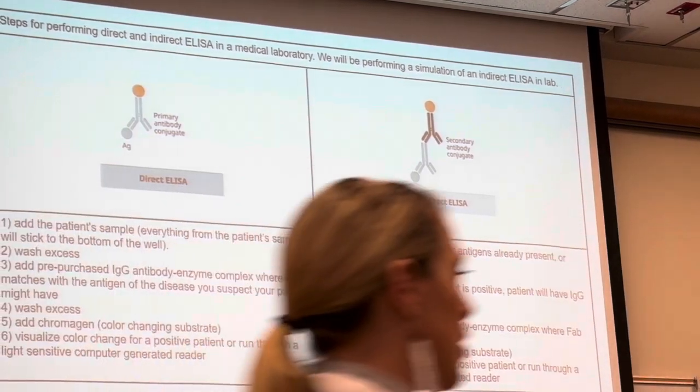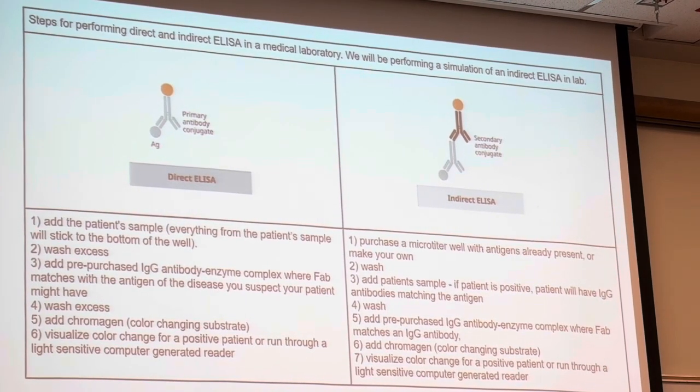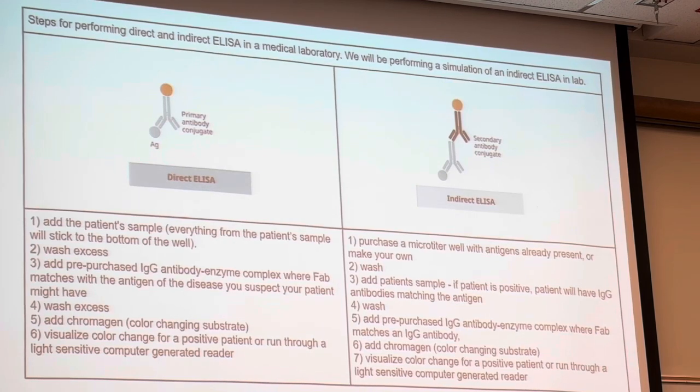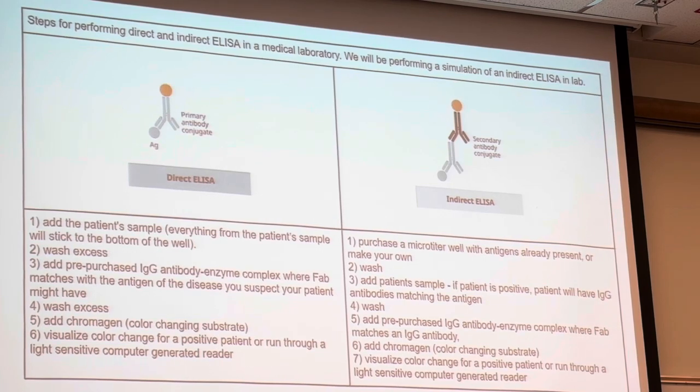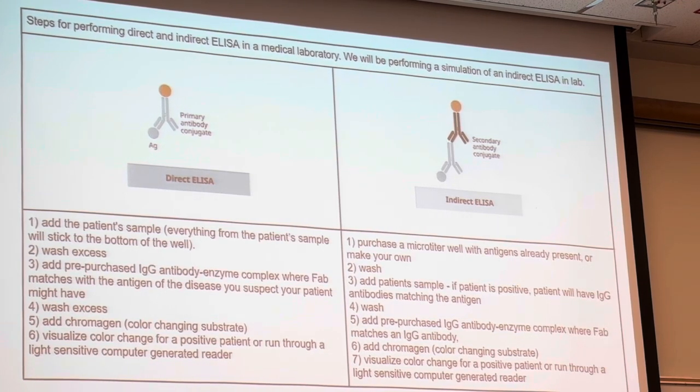I have a cute little cartoon I'll show you too. With direct, what we're looking for is when you add the patient's sample to an empty well. That well is sticky on the bottom, but there's nothing in it. What you're looking for in direct ELISA is an antigen. Does your patient have the proteins or something in there from the pathogen itself? So that's what we're looking for in direct ELISA: the pathogen. For example, you don't know what the patient has, and you just put the patient's sample in a sticky well.